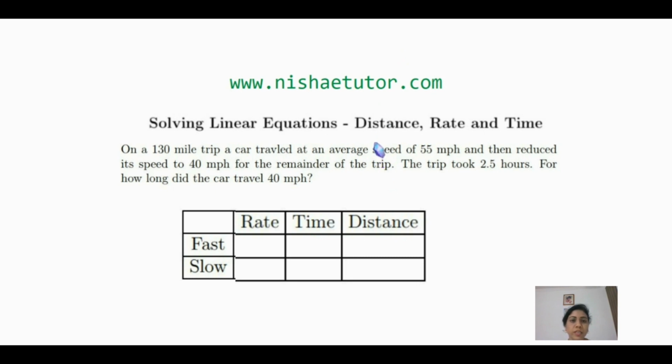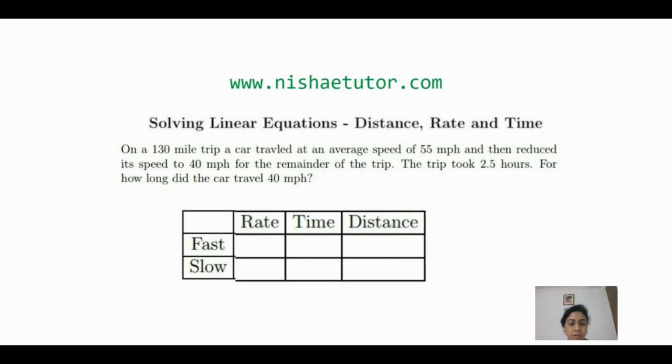In this series, we are doing linear equations and solving distance problems. Here is the fifth question. On a 130 miles trip, a car traveled at an average speed of 55 miles per hour and then reduced its speed to 40 miles per hour for the remainder of the trip. The trip took 2.5 hours. For how long did the car travel at 40 miles per hour?